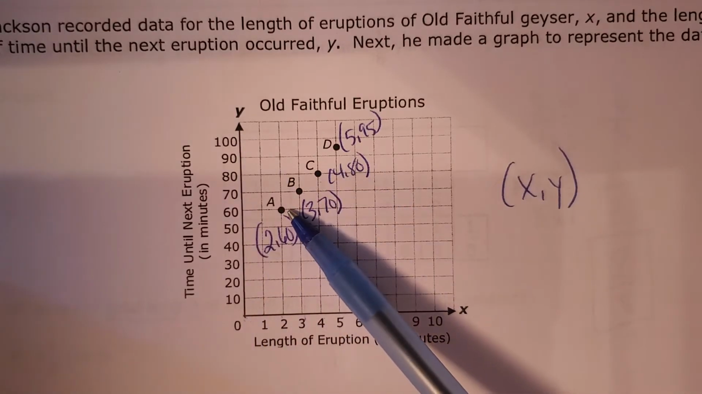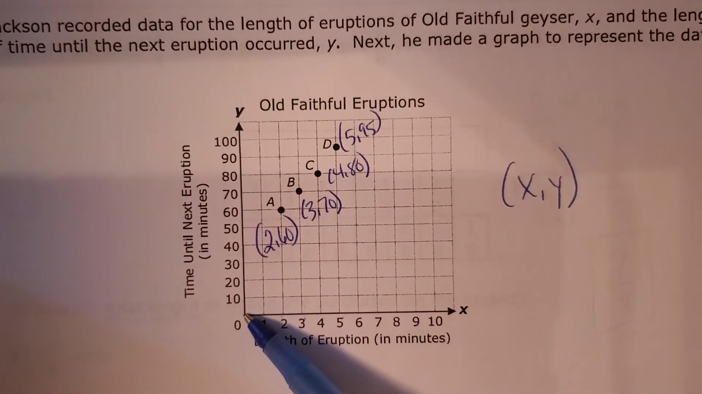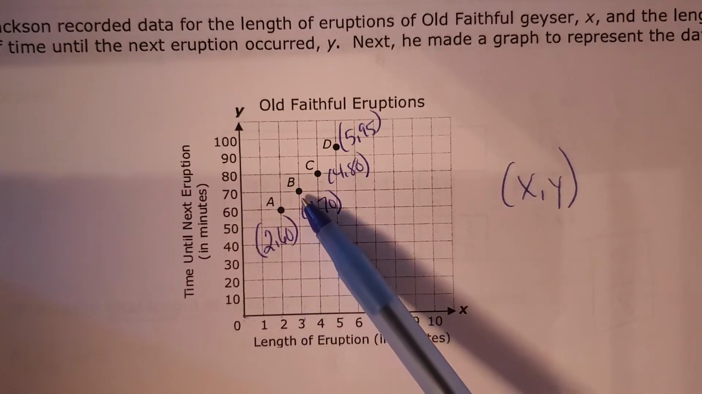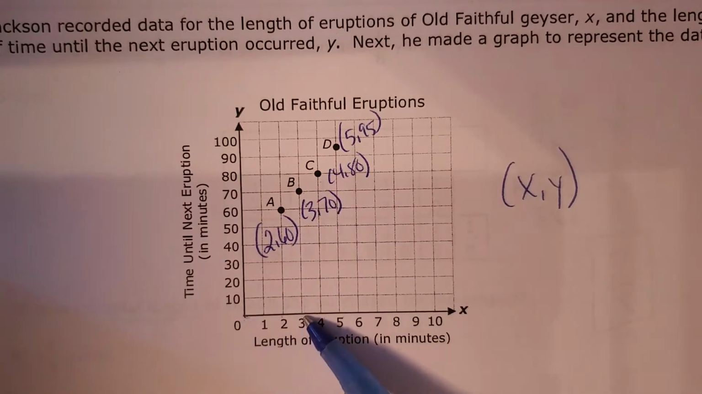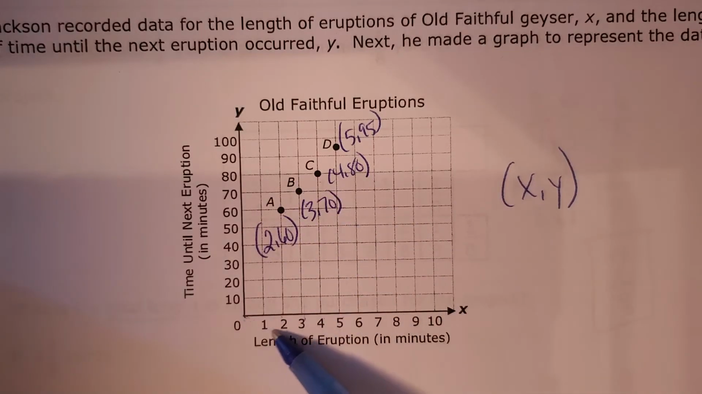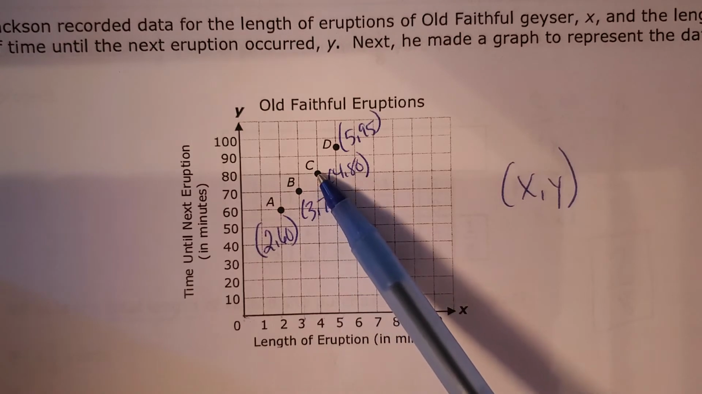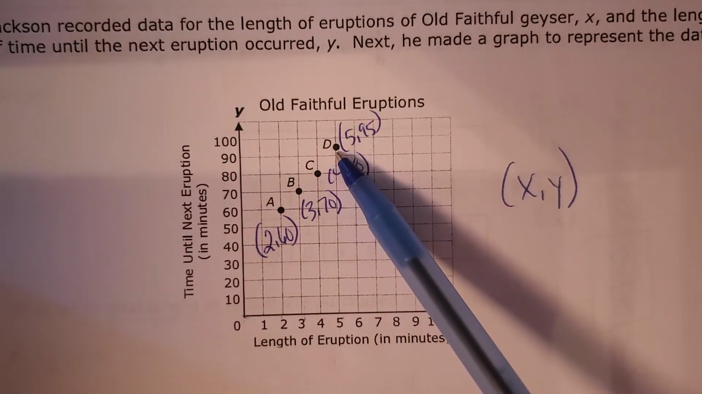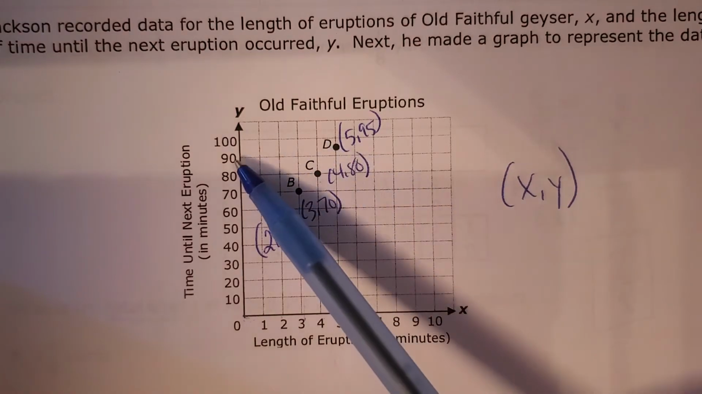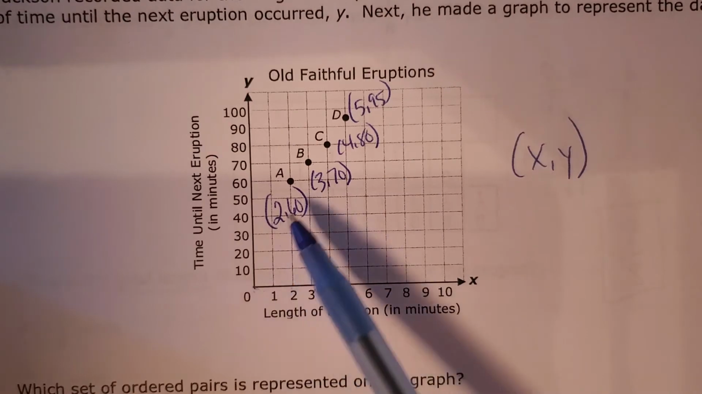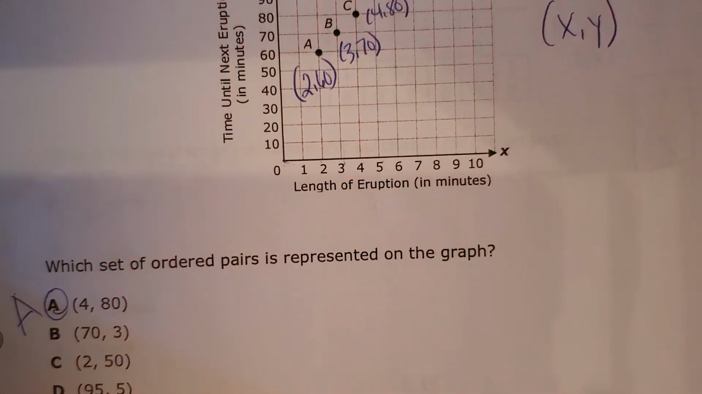So to get to point A, if we start at the origin, we're going to go over 2 and up 60. So A is 260. To get to B, we're going to go over 3 and up 70. So 370. To get to C, we're going to go over 4 and up 80, 480. To get to D, you're going to go over 5 and up. Now look, this falls in between 90 and 100, which would be 95. The only ordered pair that we see here is A, 480.